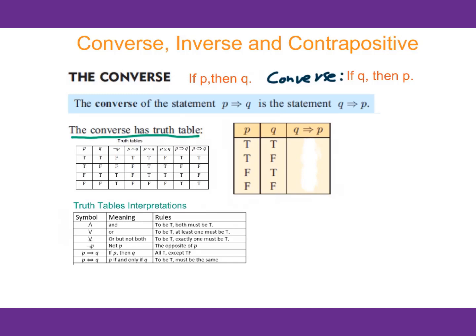We just need to check the implication rule. Implication means all true except true false. So we use Q implies P. Need to find the true false. This is a false. Rest of them will be true.